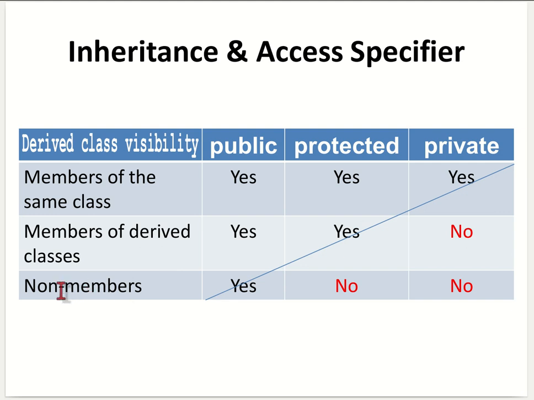For all the non-members, if it is a public access specifier, then they can access it. Protected as well as private cannot be accessed. If it is an object of the same class, it can access. The non-members can access the publicly derived one, but if it is protected, the non-members cannot access it. But in single level inheritance, the derived class can access the protected members of the previous one.